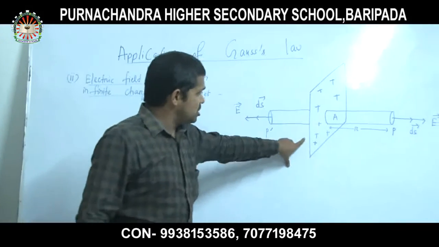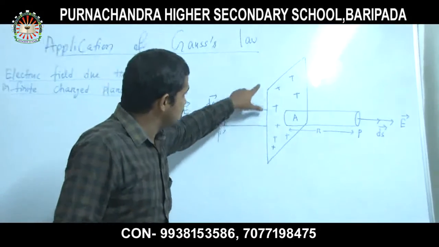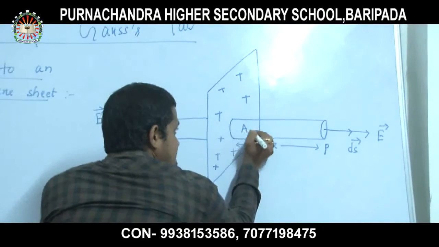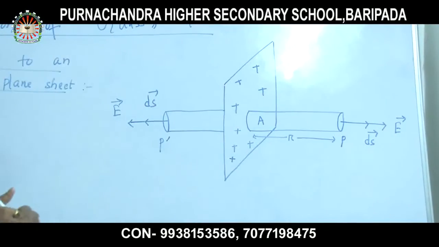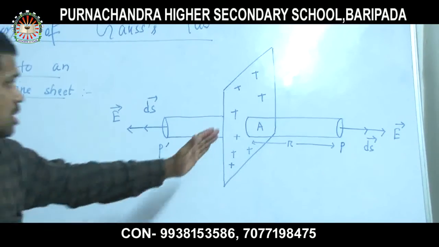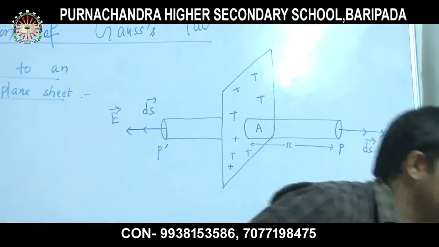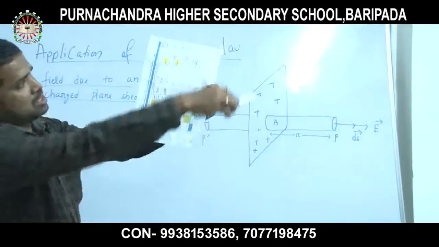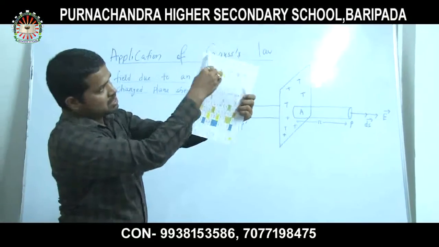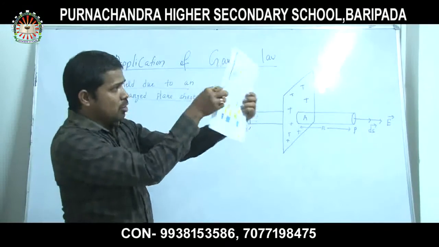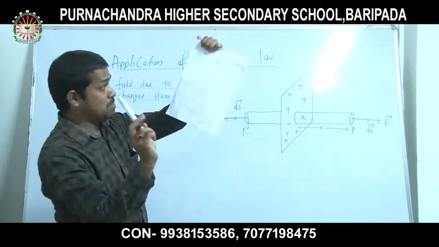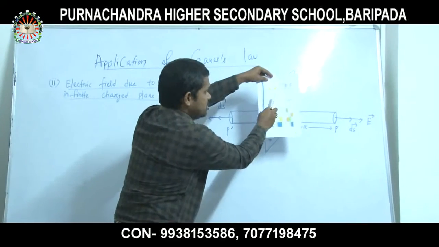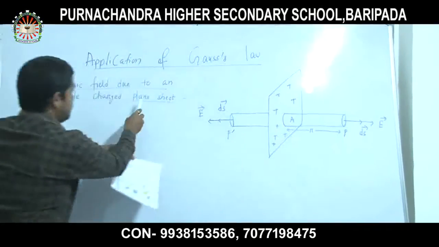So all of you look at this figure. This is your plane sheet having an area A. Area A means one thing you should be clear about in your mind. Suppose this is a sheet. The total area is A. That means this surface area is A, and also this back surface area is A. Remember that. So this is your charged surface, that is your plane sheet.